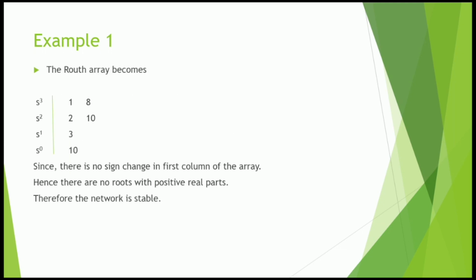Now, we can complete the Routh array by giving the values of C1 and D1. Then the Routh array becomes 1, 8, 2, 10, 3, 10. Then look at the first column elements. These are 1, 2, 3, 10. Here, there is no sign change in the first column. All are positive values. Hence, there are no roots with positive real parts. Therefore, the network is stable in this case.